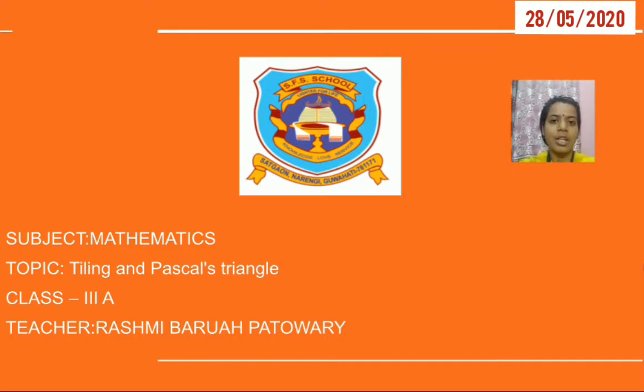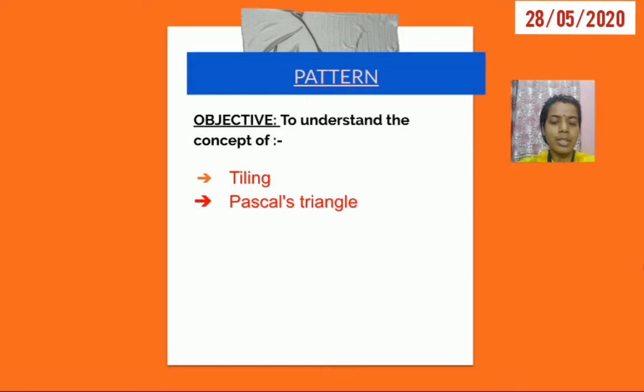All right. So, today we are going to learn two new topics, that is tiling and Pascal's triangle. So, dear children, please take out your copy and write down today's objective. You write down today's date at first. Today's date is 28th of May 2020. Then draw margin, and after that you write down today's objective. So today's objective is to understand the concept of tiling and Pascal's triangle.